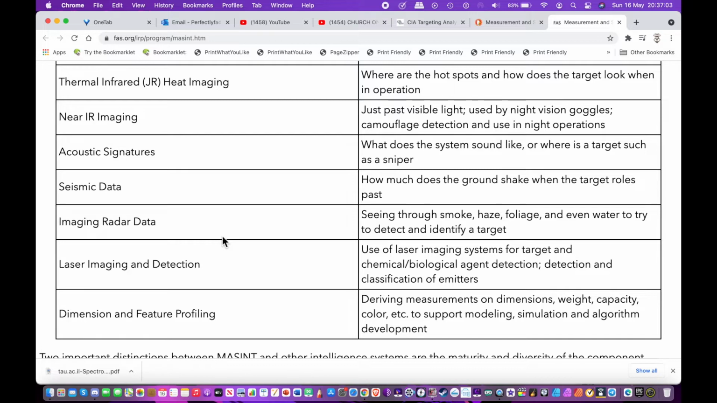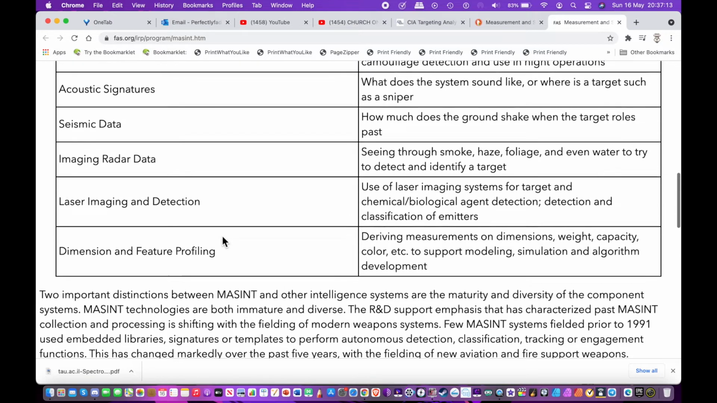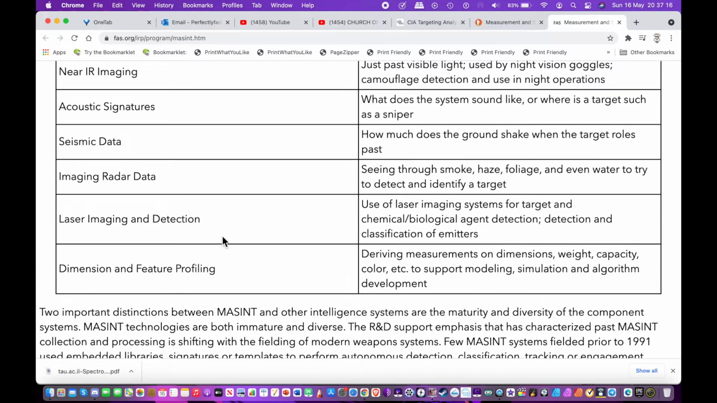Seismic data: how much does the ground shake when the target rolls past? Imaging radar data: seeing through smoke, haze, foliage and even water to try to detect and identify a target.